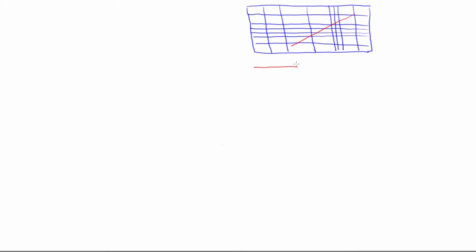However, on the other hand, if I free myself from the restriction of using rectangles, draw my reservoir again, and my fracture. If I free myself from that restriction, then I could come up with some type of mesh that conforms to the fracture in this case. Something like that.